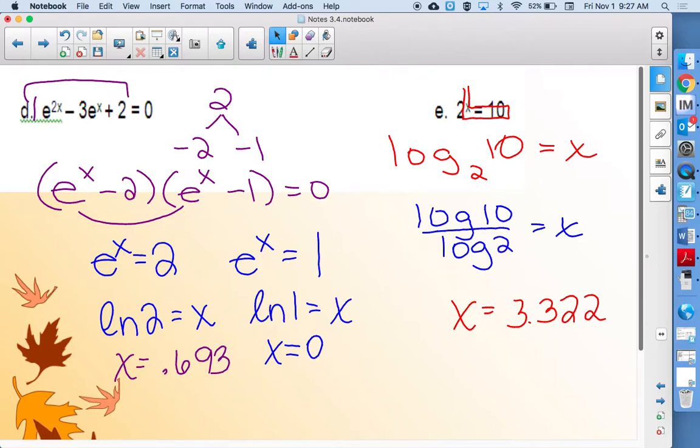Questions? So when you see a problem that looks like a trinomial, you can factor it. You're factoring it with the e to the x, because when you're multiplying them, you're really adding the powers together. Questions?